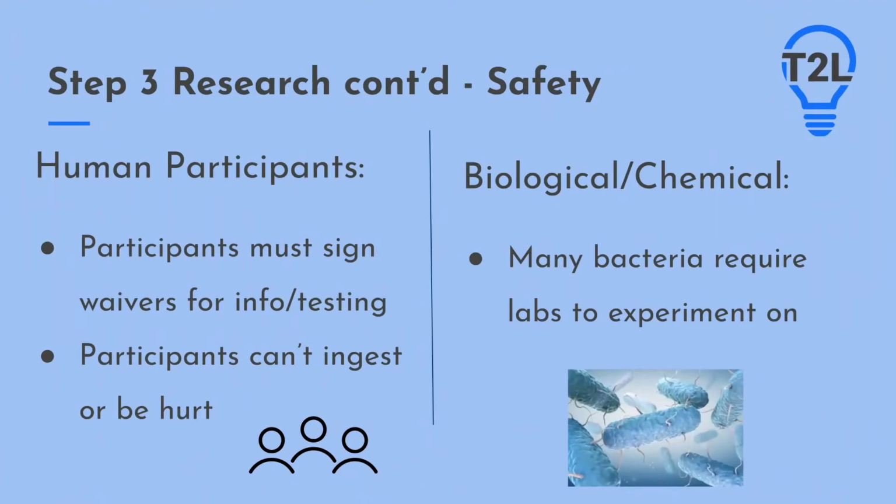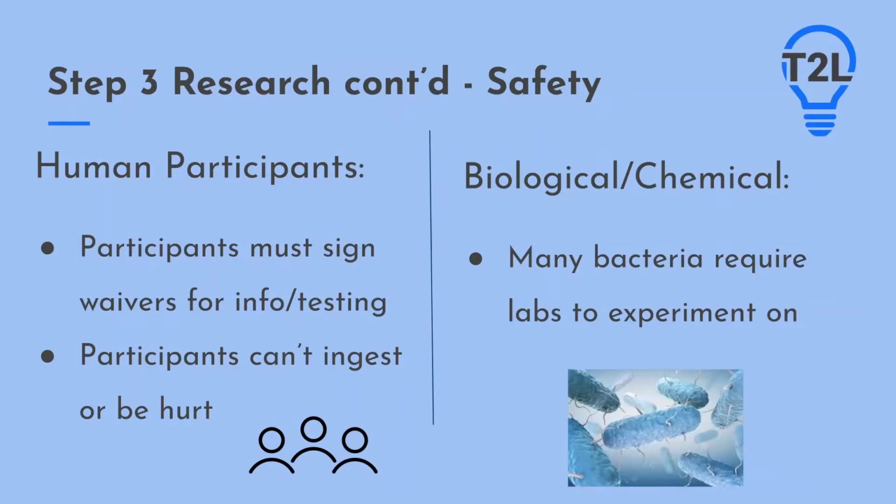Okay, so continuing on with research. This is especially important on the grading side of science fair, the writing side, and it's also about safety. There are a lot of different factors, especially in certain types of experiments. For example, human participants: a lot of people in seventh and eighth grade do behavioral science projects, but with behavioral science you have actual living people, so there's a lot to deal with. Participants have to sign waivers before you test them, and they can't ingest anything or be hurt in any way.